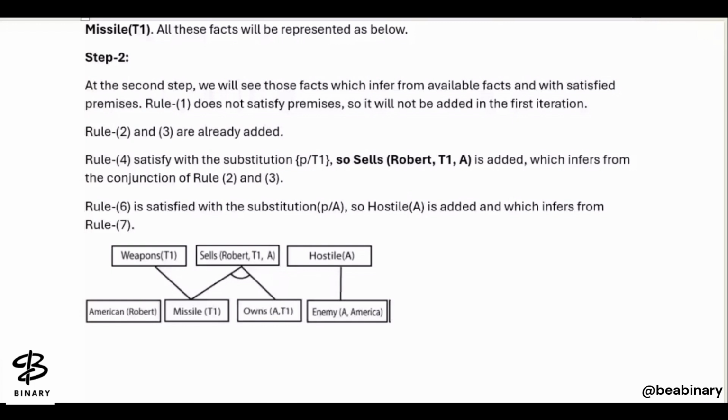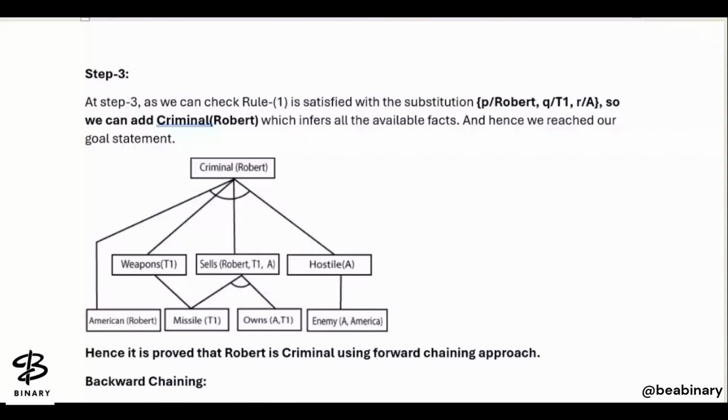In step 3, we can check that Rule 1 is satisfied with the substitution here. What substitution are we doing? Robert with p, T1 with q, and A with r, right? So we can add Criminal(Robert) here, which is inferred from all the available facts, and hence we reached our goal statement. Who is the criminal here? Robert is the criminal. Hence it is proved that Robert is a criminal using the forward chaining approach. We have used the forward chaining approach.